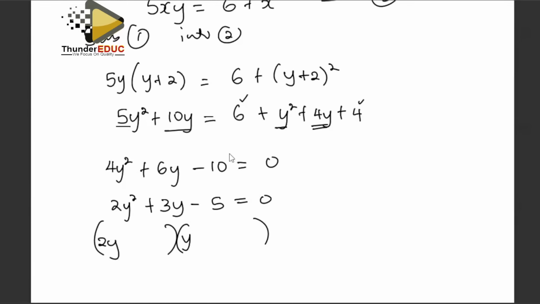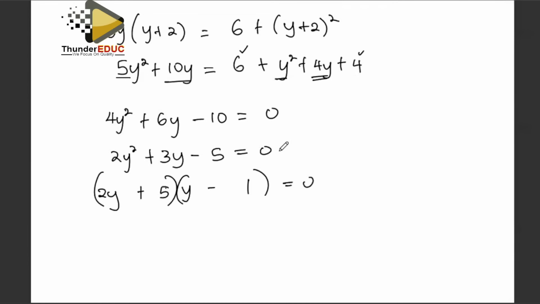Then for us to get a 5 and a 3, I can put the 5 here, and then this will be a 1. Since I want a positive, let's see. That's a minus 2y and a 5, perfect, okay? Then from this bracket, we know that y is going to be 5 over 2. From this bracket, y is going to be 1.